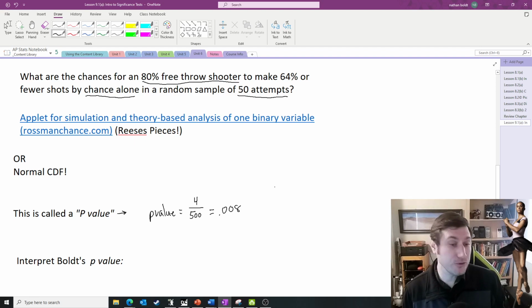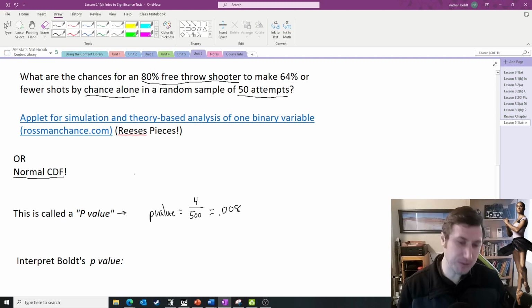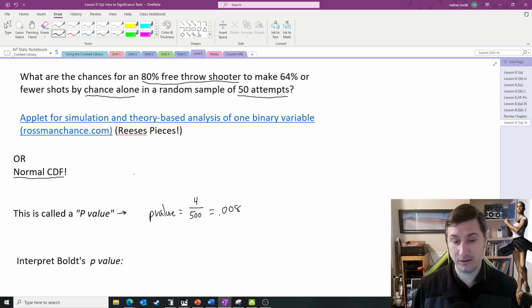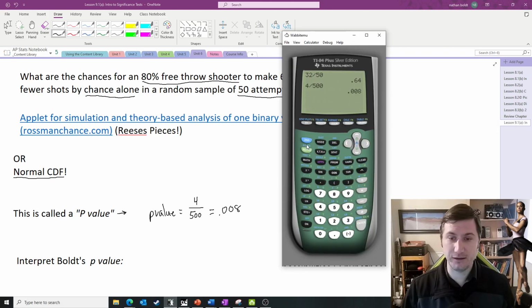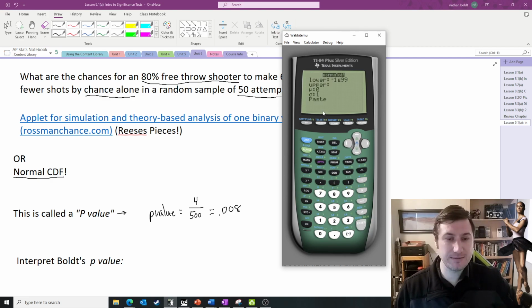Now, technically, we could also do that with a normal CDF, right? That's a sampling distribution for sample sizes of 500 and a probability of 80%. And so we can do that on our calculator as well with simply a normal CDF. So second distribution, normal CDF. So we want 64% or less, right? So the lower is a really big negative number. The upper is 0.64. The mean is 80%.